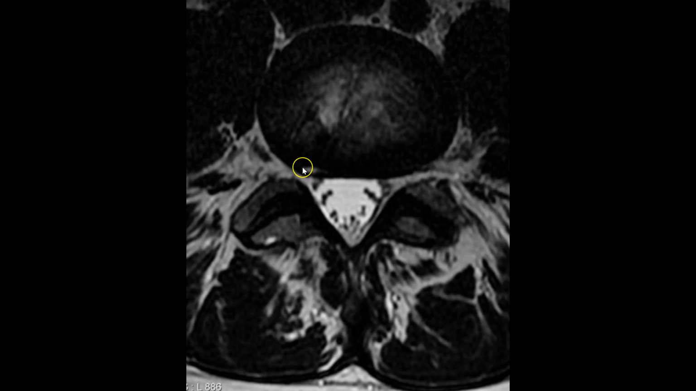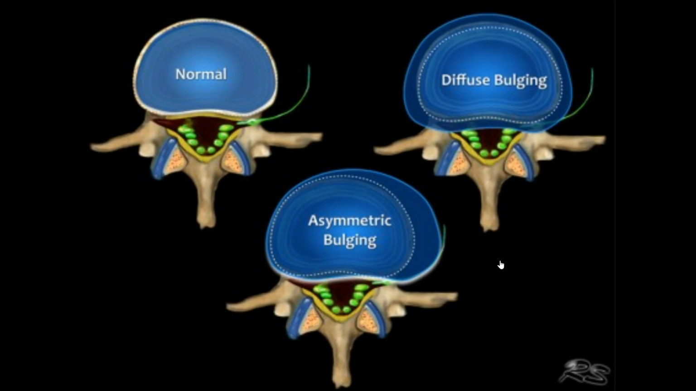Here it is on the axial image. So when you see annular tear, annular fissure, or high intensity zone on your MR reports, this is what they're referring to. The clinical significance of this is highly debated. In addition to annular fissures, other common findings in intervertebral disc are disc bulging.